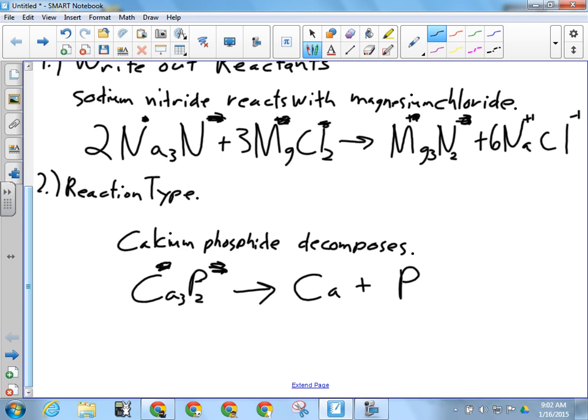Is phosphorus special? Yes, it is. It comes as a 4. All right, so I've got that there. Now that I've identified the special elements, I can start looking at balancing, and I think it's a good idea to balance phosphorus first. It's present in the largest number. There's 4 phosphorus over here and 2 over here, so a big 2 here will balance them and give me 6 calcium.